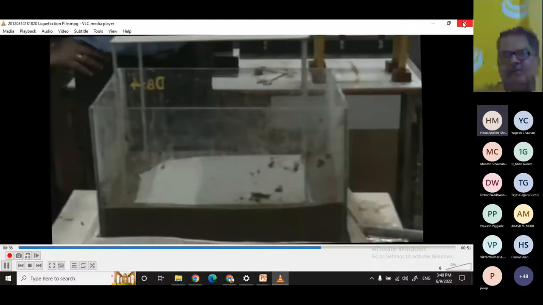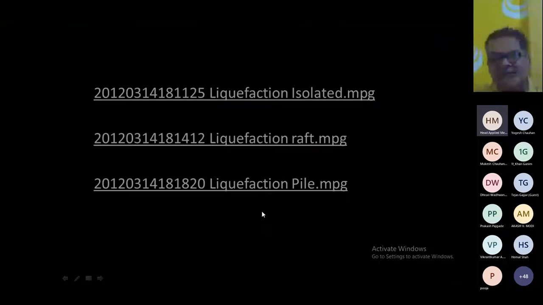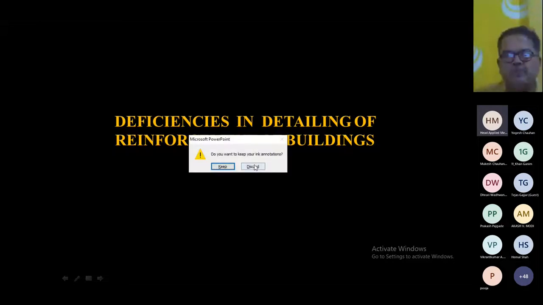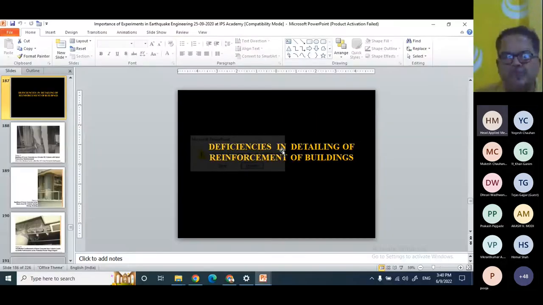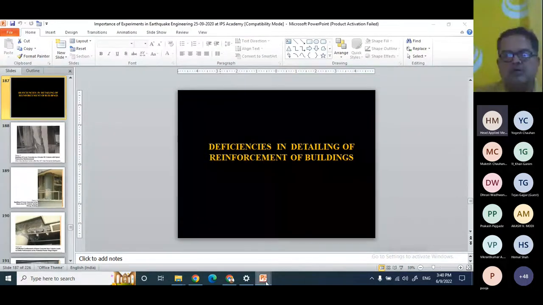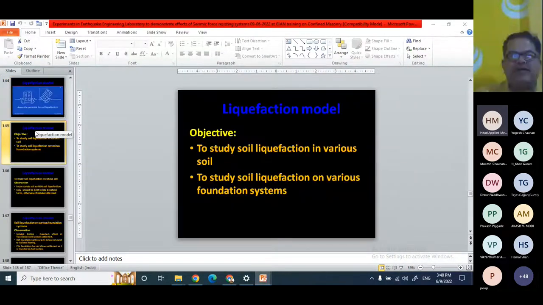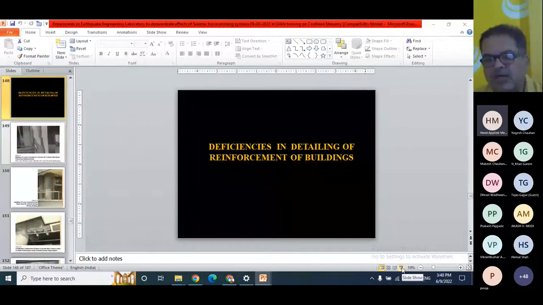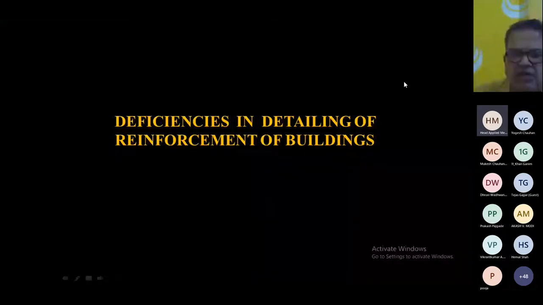So this is the case of pile foundation. This is the simple experiment we have come up with, and we try to find out these cases of liquefaction. We try to understand, and now we go to one more model we have developed, which is known as a model of ductile detailing.